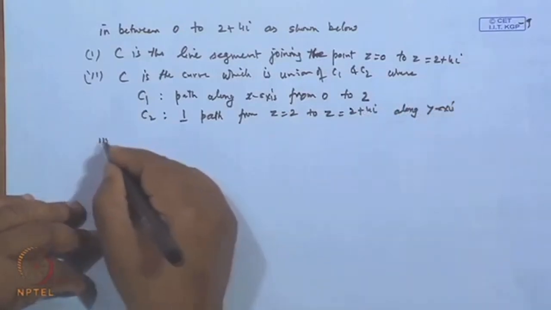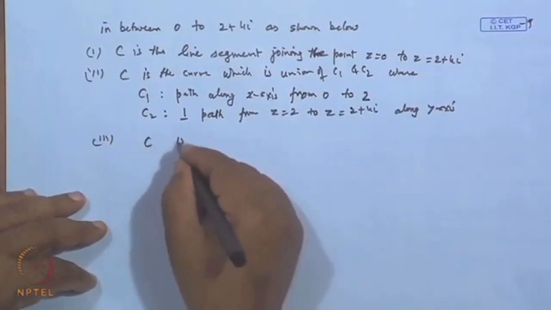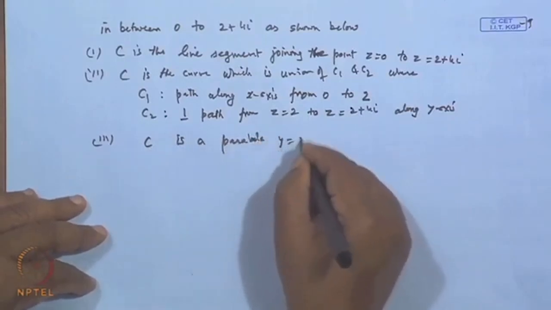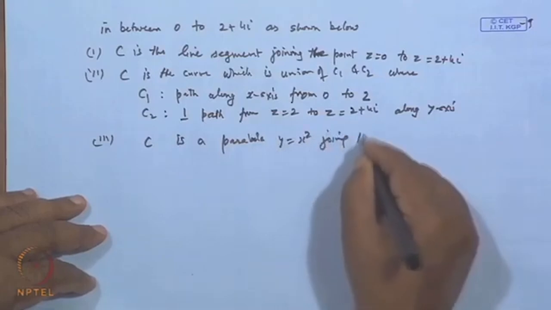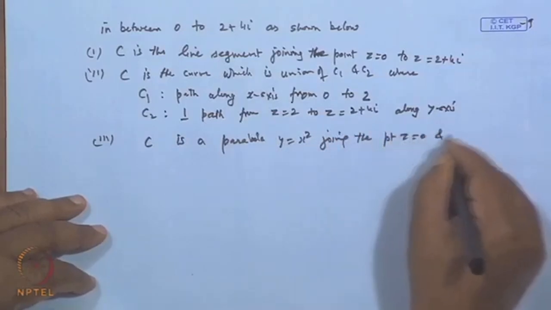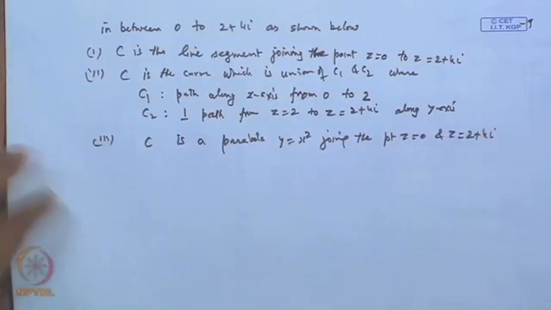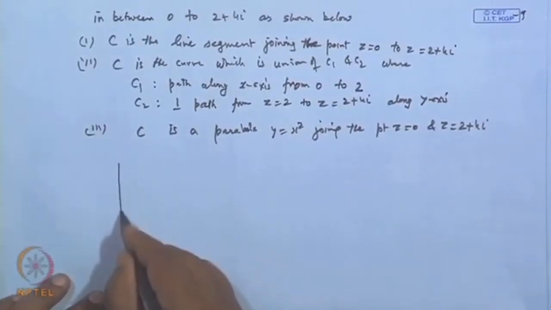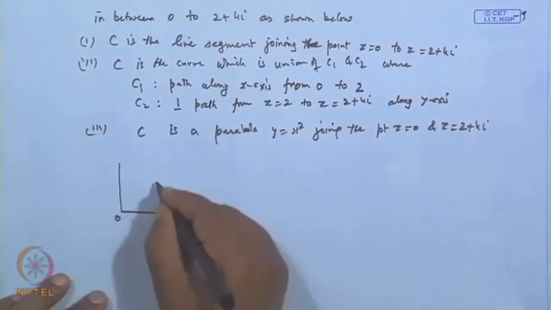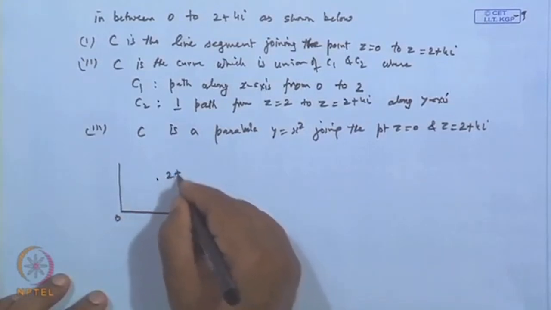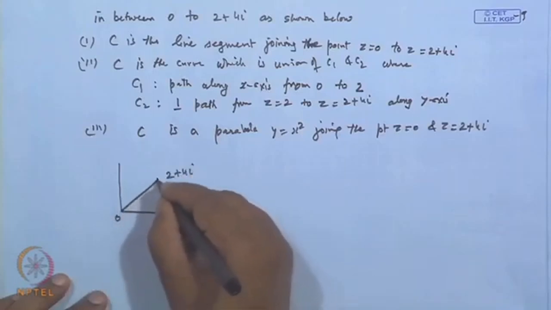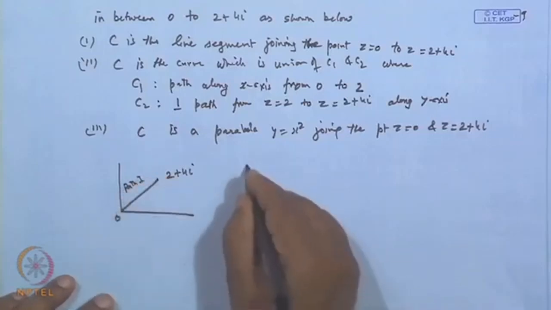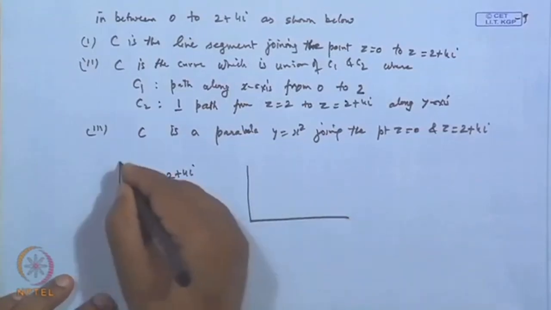Then third is, C is a parabola y is equal to x square joining the points z equal to 0 and z equal to 2 plus 4i. So we have seen these three cases. This is the first case. z equal to 0 is this point. Here is z equal to 2 plus 4i. So this is the first path. Here this is the x axis, this is the y axis.